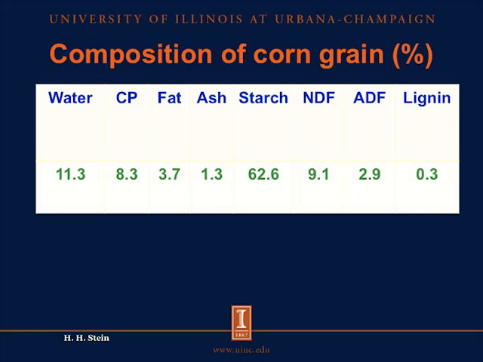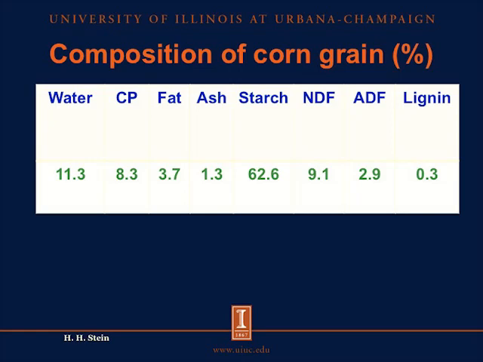A typical corn grain contains about 11.3% water, 8.3% crude protein, 3.7% fat, 1.3% ash, and 62.6% starch. And then on top of that, we also have some fibers, and that is divided into NDF at about 9.1%, ADF at 2.9%, and then we have lignin at about 0.3%.